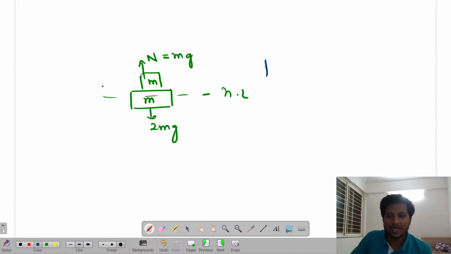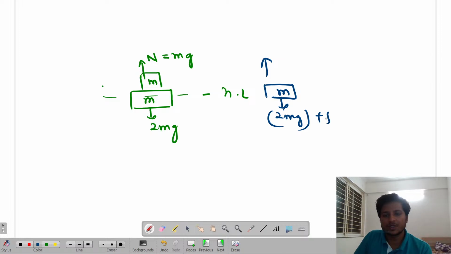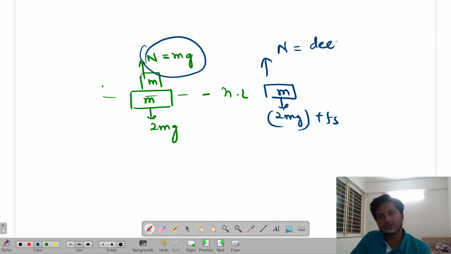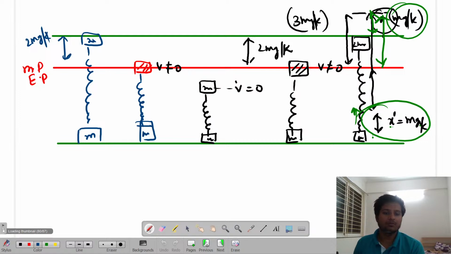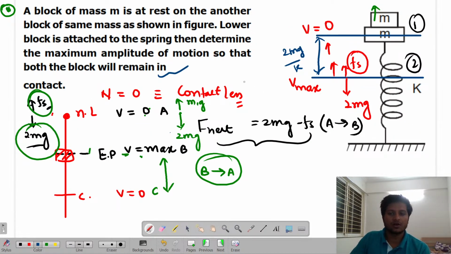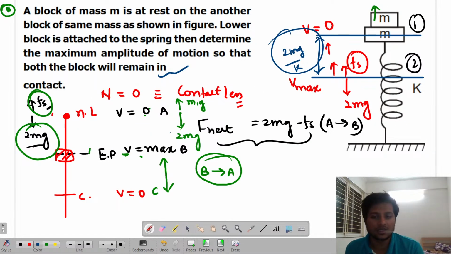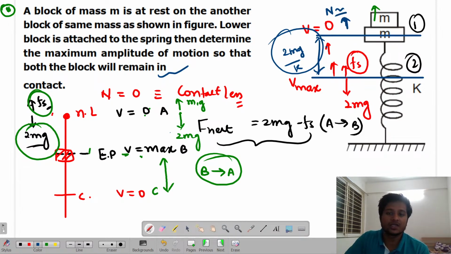But when you go beyond that, what will happen? On the capital M, the 2 mg plus some spring force will be added or not? So when the spring force will be added, this upward force will decrease or not? If it decreases, what will happen? The body will have the tendency to leave the contact. है ना? हमसे वही पूछ रहा है ना कि maximum amplitude बताओ till where I will not leave the contact. So till it is where? 2 mg by k. Because beyond that, what will happen? The normal will decrease. Is that clear?